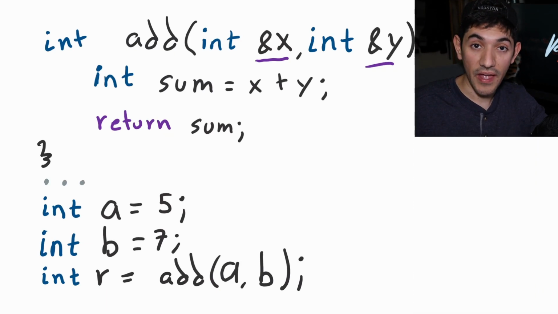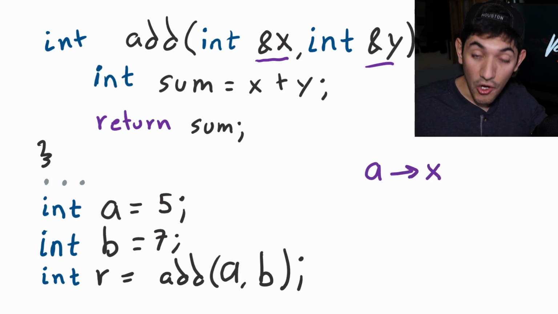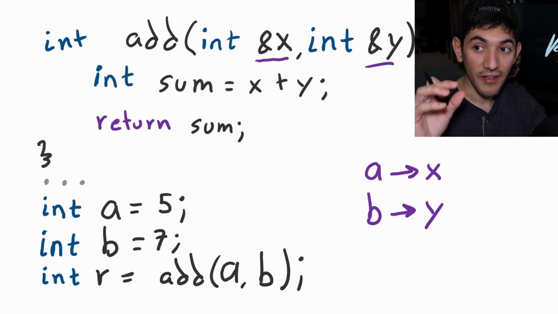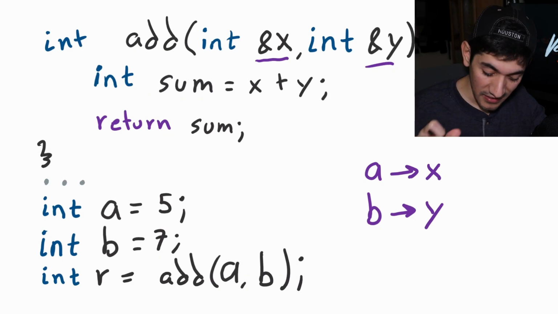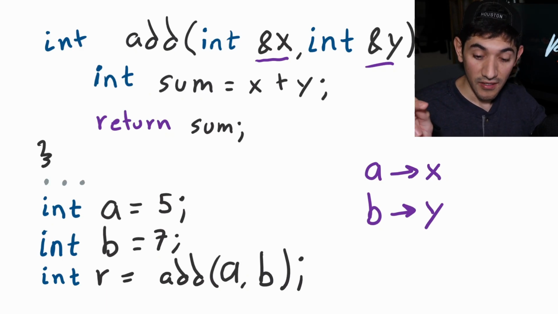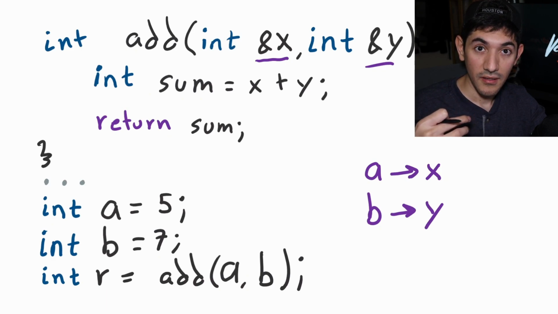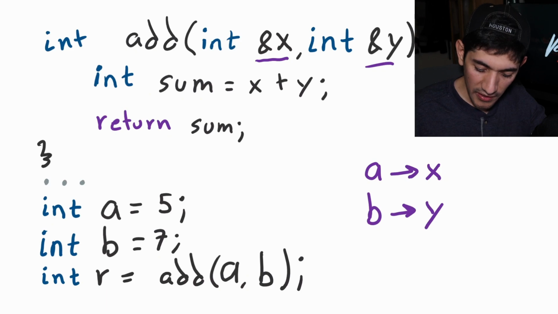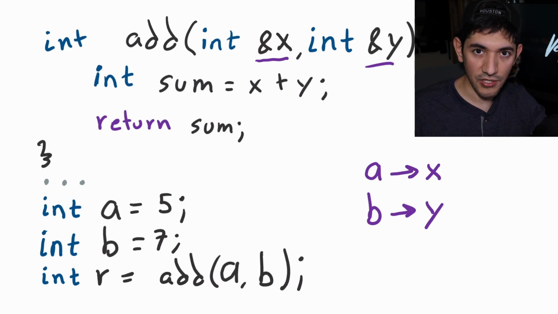A goes into X and B goes into Y. But it's not a regular variable, it's a reference, which means the function is saying, "Hey, I am going to use the value that you passed to me, and I'm going to use that one. I'm not going to make a copy. I'm going to use that one, and I'm going to give it a nickname so that I can use it internally. I'm going to call it X, and then same thing for Y."